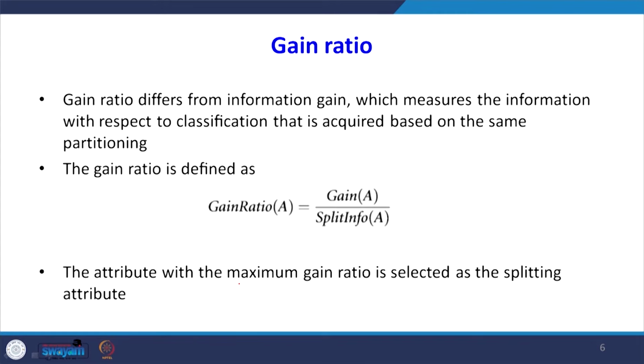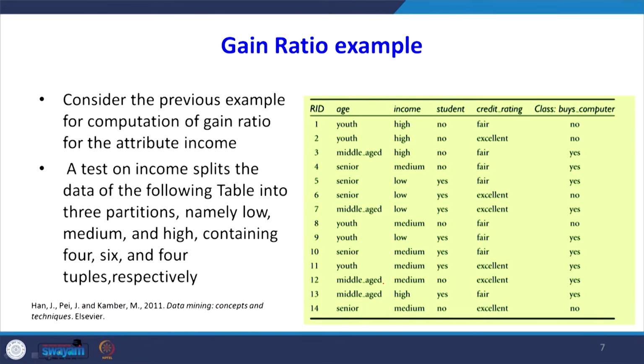So, let us see the formula for the gain ratio. The gain ratio differs from information gain, which measures the information with respect to classification that is acquired based on the same partitioning. The gain ratio is Gain(A) divided by SplitInfo(A). The attribute with the maximum gain ratio is selected for splitting. I have an example with which I can explain how to use the gain ratio for choosing the attribute.